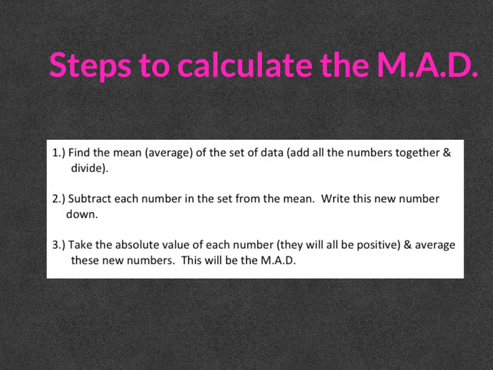The steps you need to follow to calculate the mean absolute deviation are on your screen. First, you need to find the mean or the average of the set of data you have. Second, you want to find the distance between each number in your set and the mean. So basically, you just need to subtract each number from the mean. You want to take that answer as an absolute value because we just want to know the distance each number is from the mean. Then once you have those new numbers, you want to calculate the average of those. So you want to re-average the numbers after you subtract. And we'll show you two examples here in just a second.